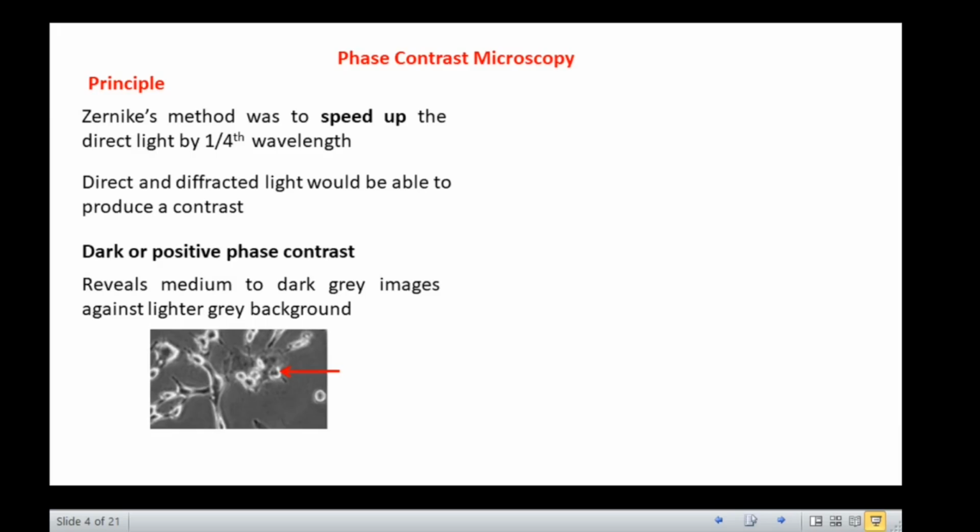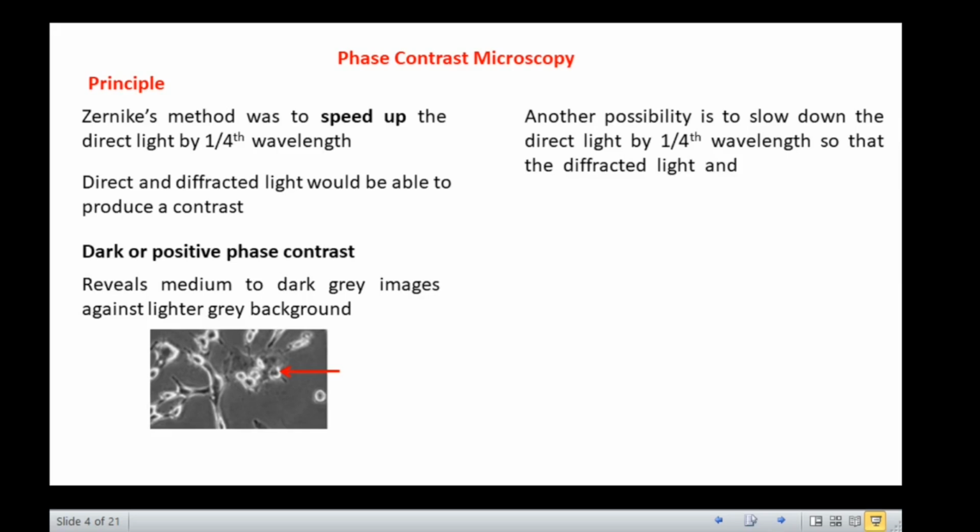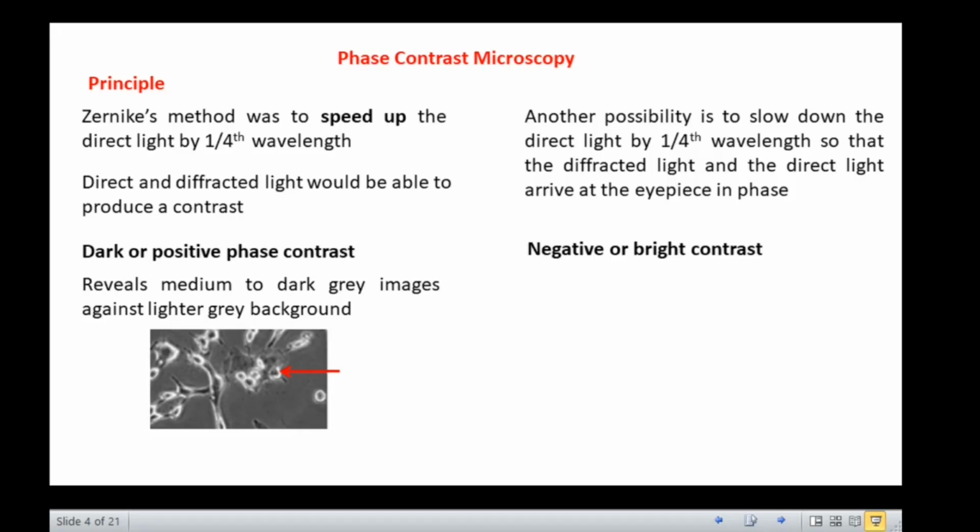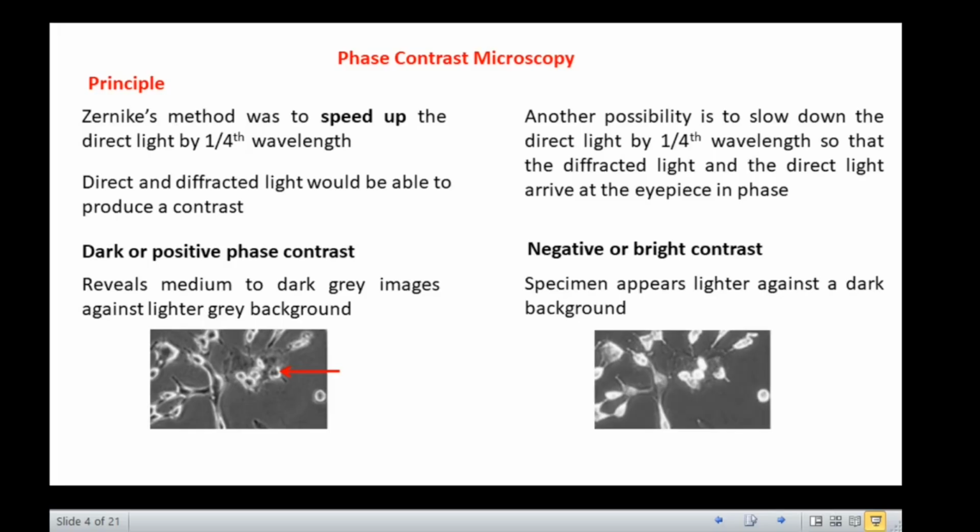Another possible course, much less often used, is to arrange to slow down the direct light by 1/4 wavelength so that the diffracted light and direct light arrive at the eyepiece in phase. This is called negative or bright contrast. Negative phase contrast is opposite. The specimen appears lighter against a dark background. They also have a halo outlining the image.